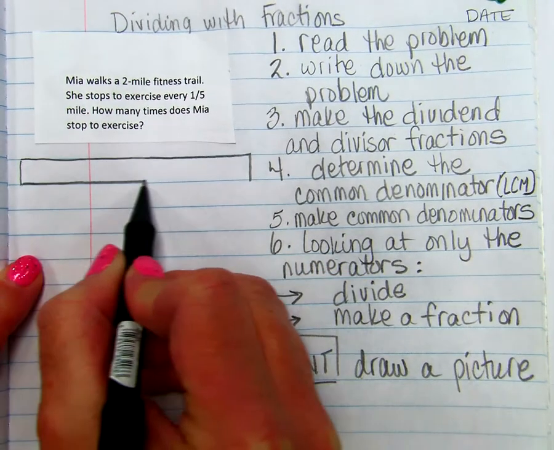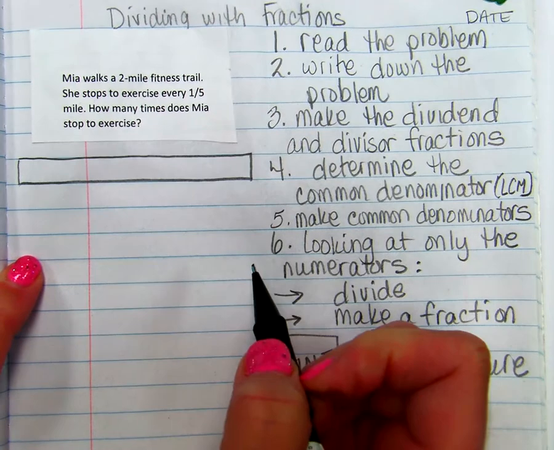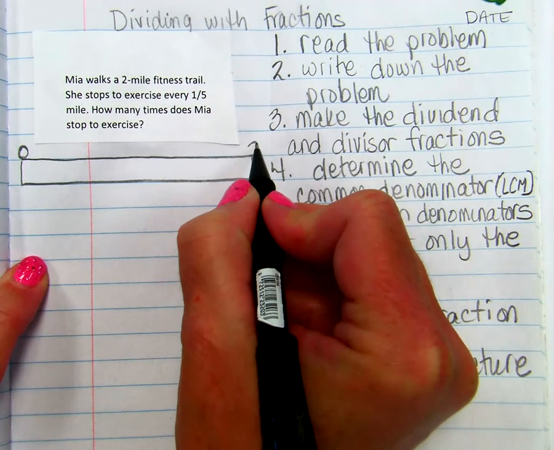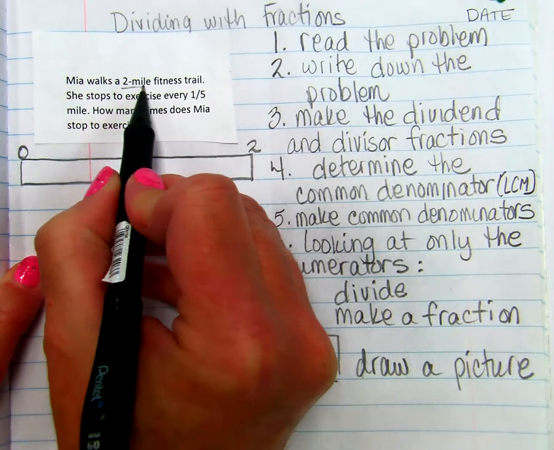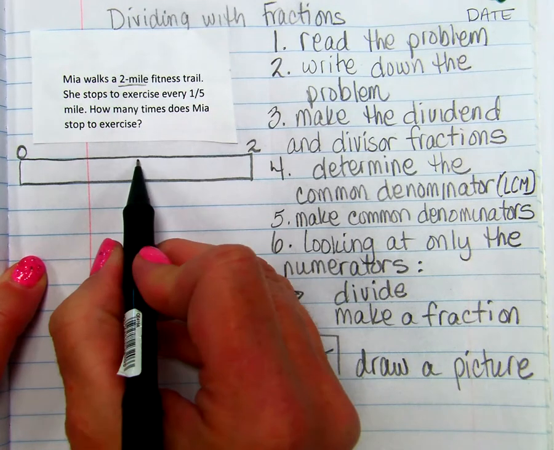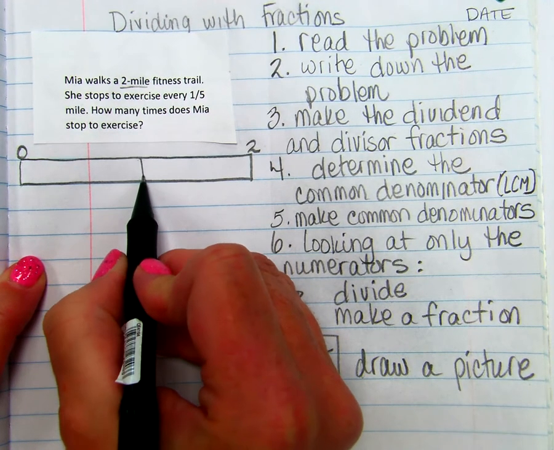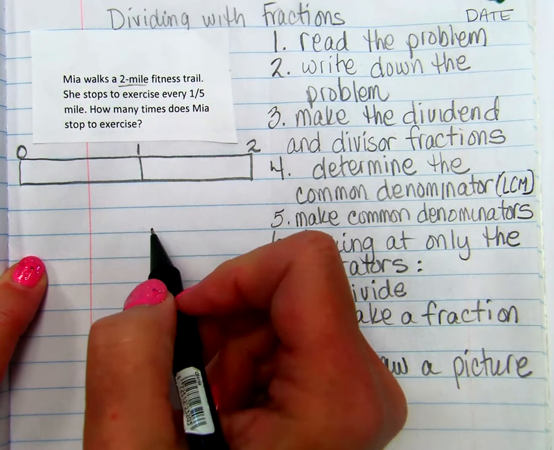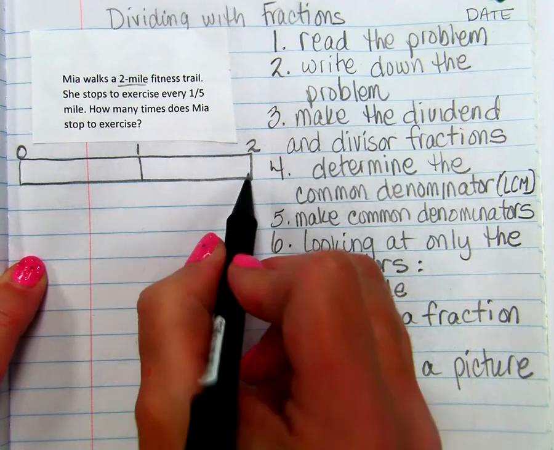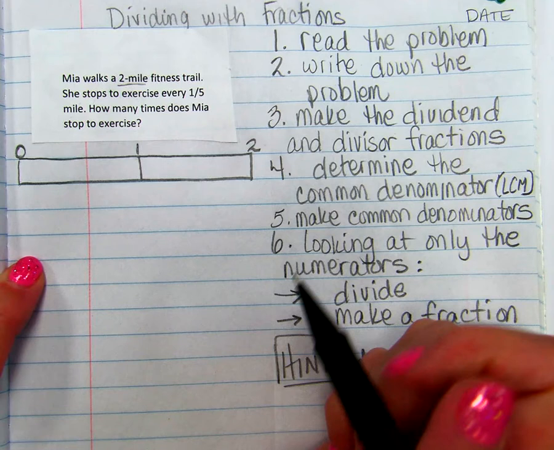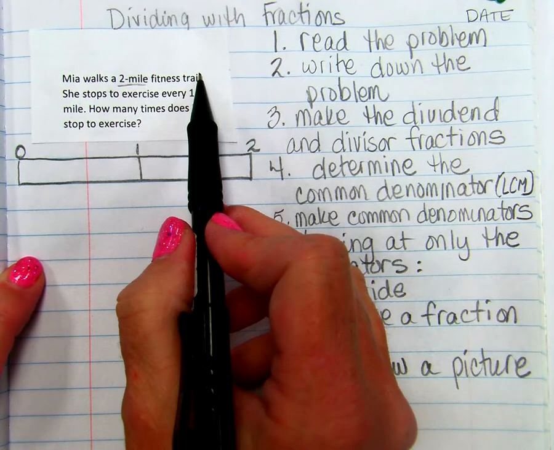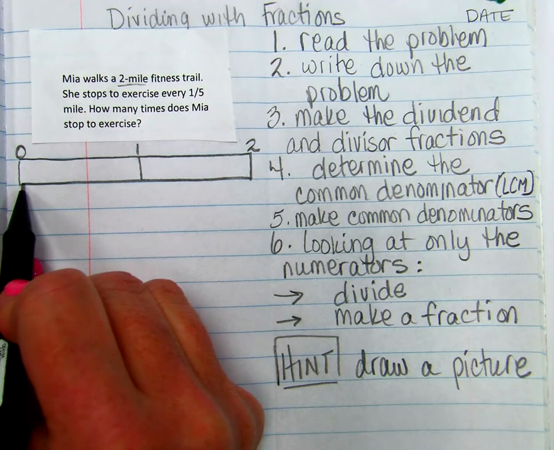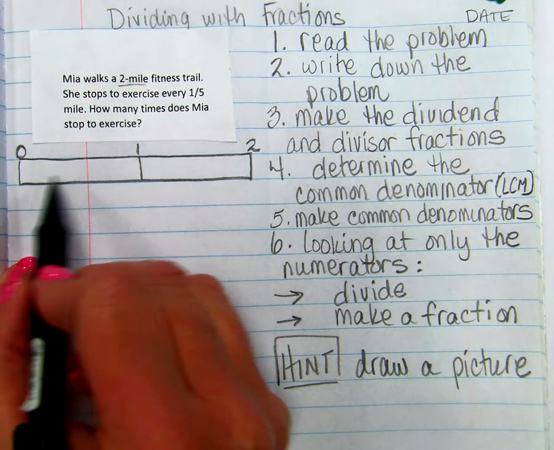I'm going to take one space and draw a long, skinny rectangle. I'm going to label this 0. I'm going to label this 2 miles for my 2-mile fitness trail. And I'm going to try to find the middle. It's about right maybe there. And I'm going to label that, what do you think? 1. Yes. So 0 to 1 mile, 1 mile to 2 miles. I've got this 2-mile fitness trail, and it says that Mia stops every 1/5 of a mile. So this needs to be divided into fifths, equal fifths.